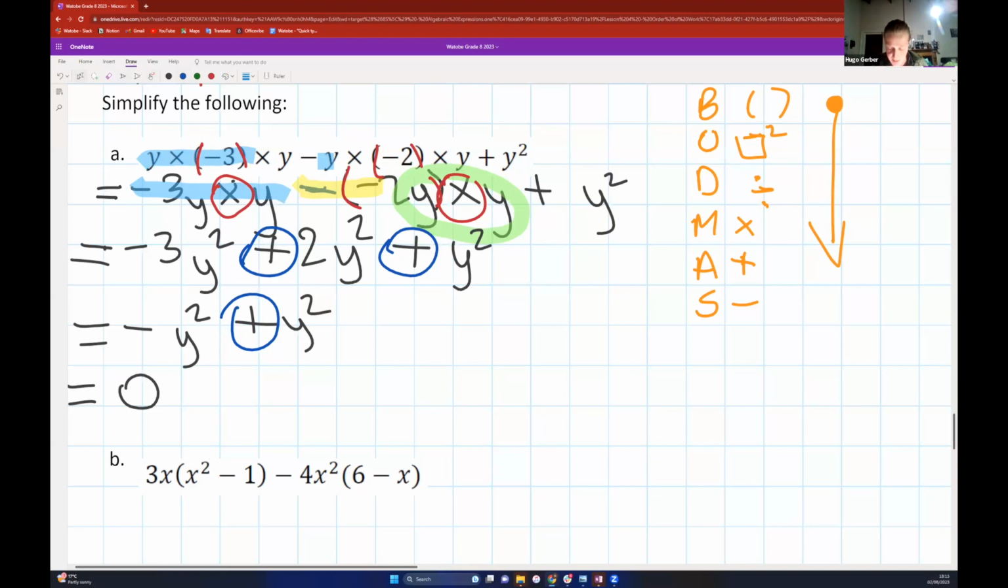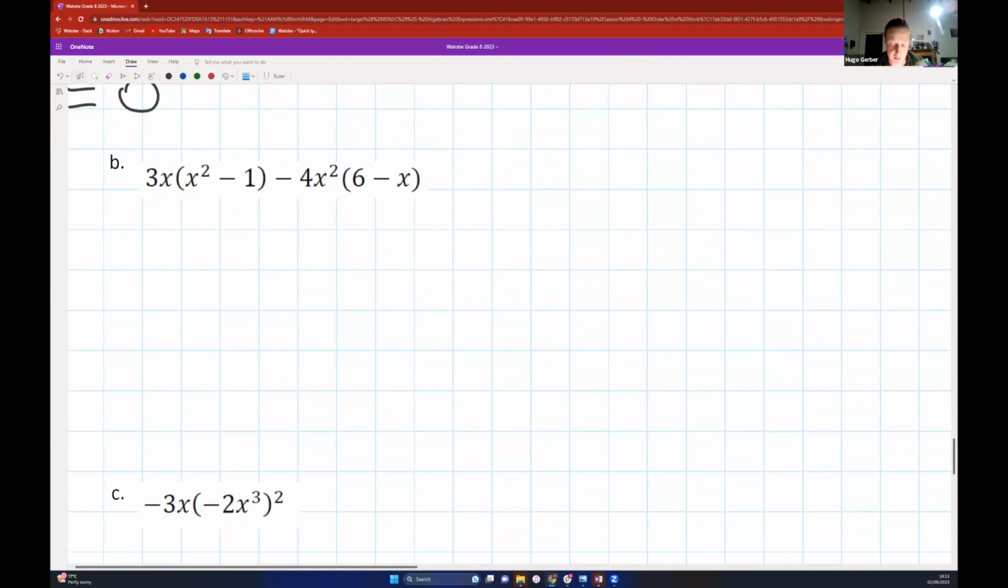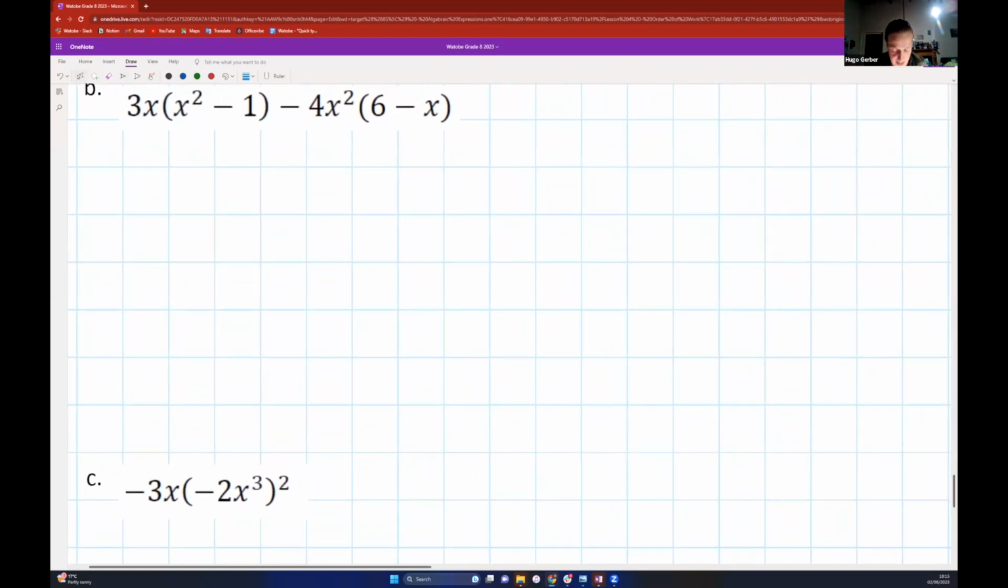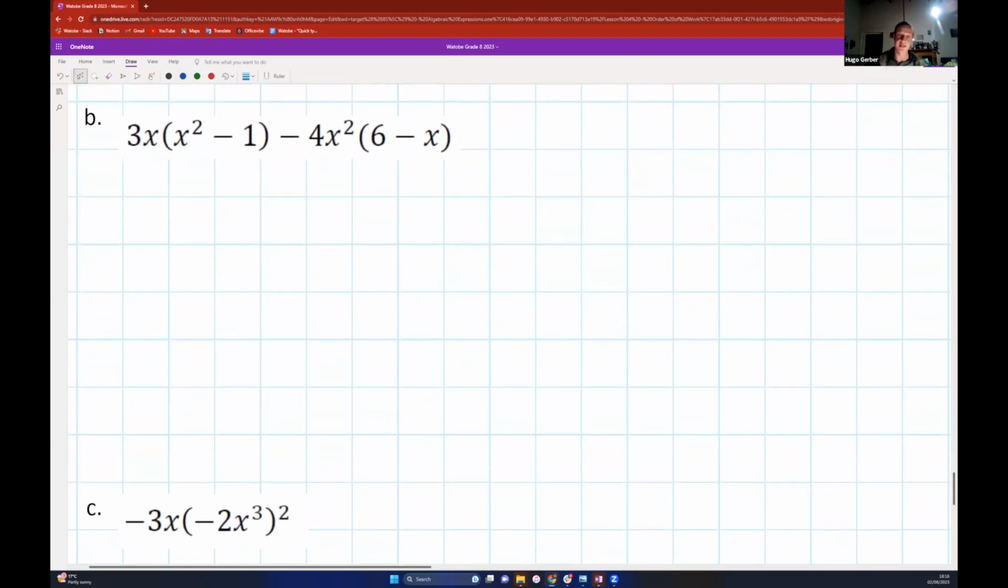So this one is a bit more complex. It might appear to be so, because of all these other brackets in there. But don't stress, same rules apply. Bodmas. Take 2 minutes, guys, and try this one yourself. Remember, this is the perfect opportunity for you to practice maths, and practice is the only way we get better. We have 3x bracket x squared minus 1, close the bracket, another term minus 4x squared bracket 6 minus x. Right. Take your 2 minutes, guys, and let's start.